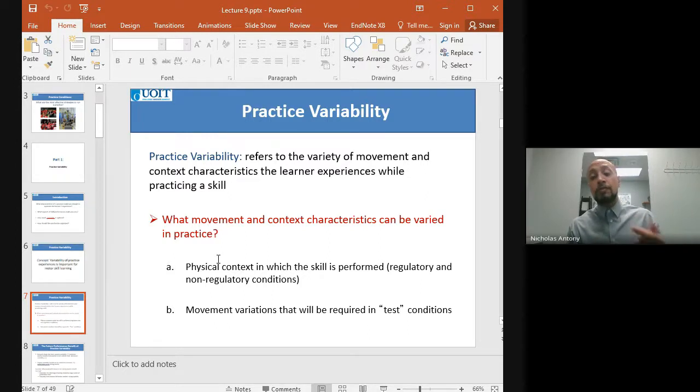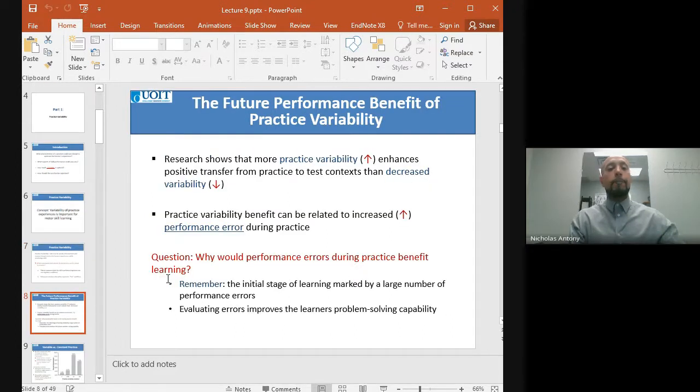Well, the things that you can vary in practice are either going to be the physical context of the environment or the variation of the movement. Does that make sense? So you can change things in the environment, or you can vary the movement required. And so we'll learn about maybe some of the factors to consider when introducing variability in practice.